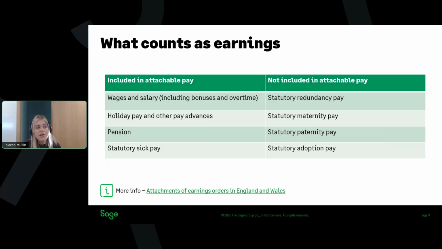So what actually counts as earnings when it comes to attachments? Well, it is going to be most payments that are subject to tax and national insurance that are going to be included in your attachable pay. So that's going to include wages and salary, including any bonuses or overtime, and your holiday pay as well. Also, any pension payments, so if the employee is paid into a pension through an occupational scheme, any statutory sick pay as well. But I do just want to clarify that is the only statutory payment that counts as attachable pay, so do just bear that in mind.